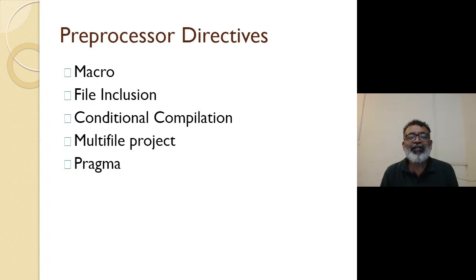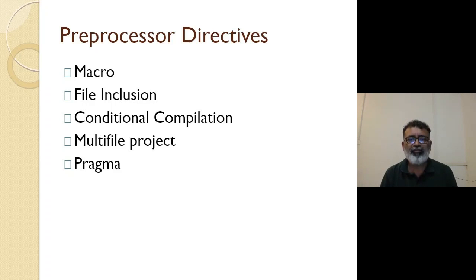So these directives, these commands, these instructions are exclusively for the preprocessor. So there is a C preprocessor, right? Each language has got its own preprocessor. In case of C++, there would be a C++ preprocessor. Quite sure.